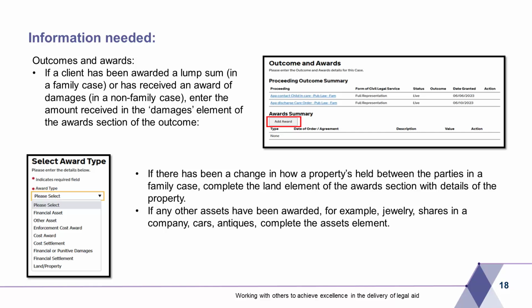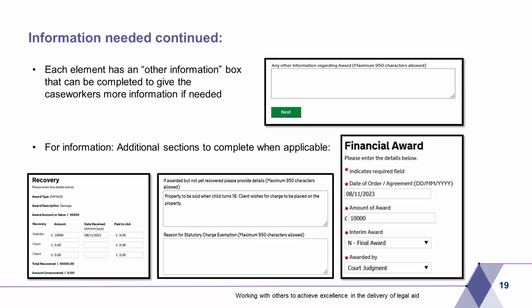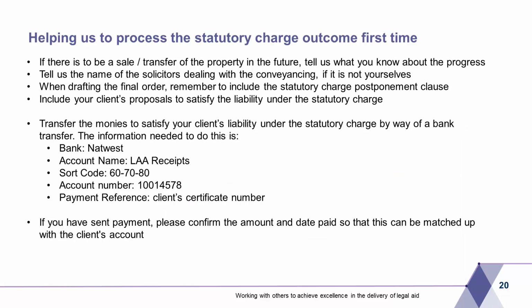If your client received a lump sum in a family case, please complete the damages element. If there's been any sort of adjustment in how the property is held between the parties, or there's an order for the sale of the property, it's the land element that you have to complete. And if there's any other assets involved, for example, a car or antiques or jewellery, then the element to complete is other assets. Please complete these sections with as much information as you can. Remember that you can use the other information sections to provide anything else that you think may assist us to process the outcome.